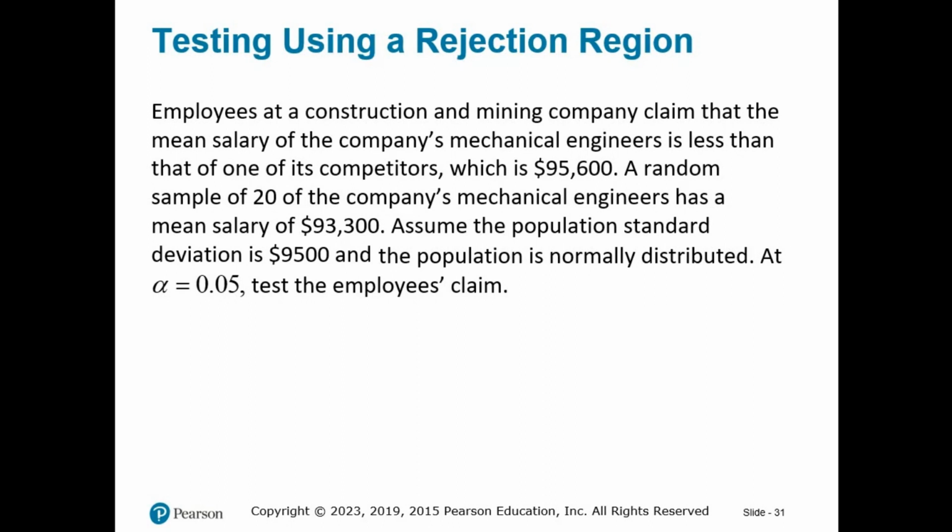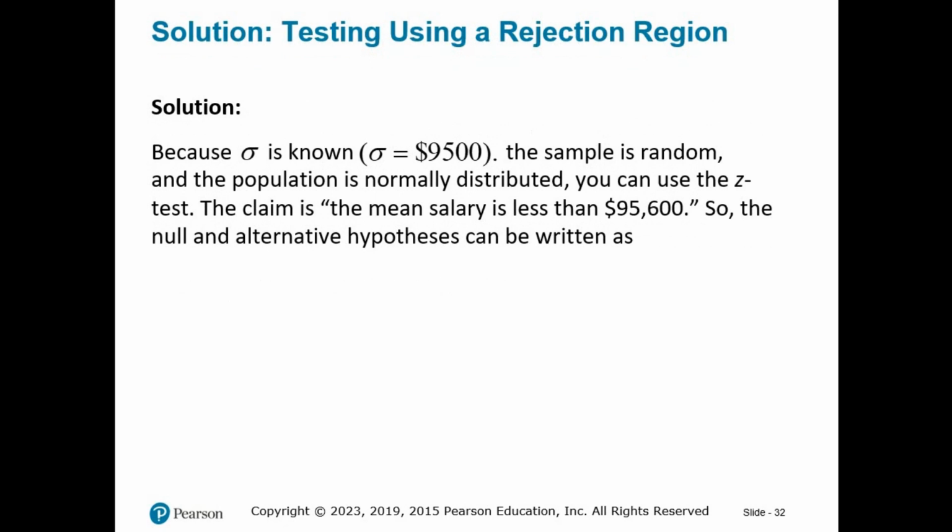Next, what is the claim? The claim is the mean salary is less than $95,600. So this is a less than, which is an inequality, so we're going to be writing which of our hypotheses first? If you guessed alternative hypothesis, congratulations, you're still awake. Great job. Okay, seriously, that's right.